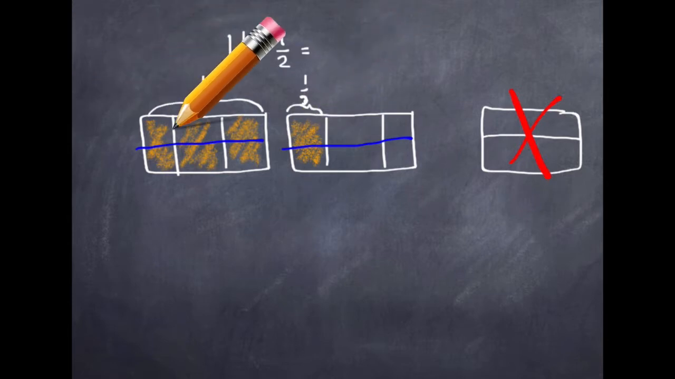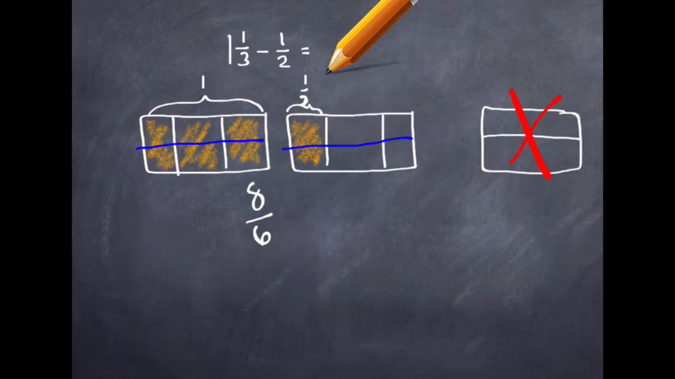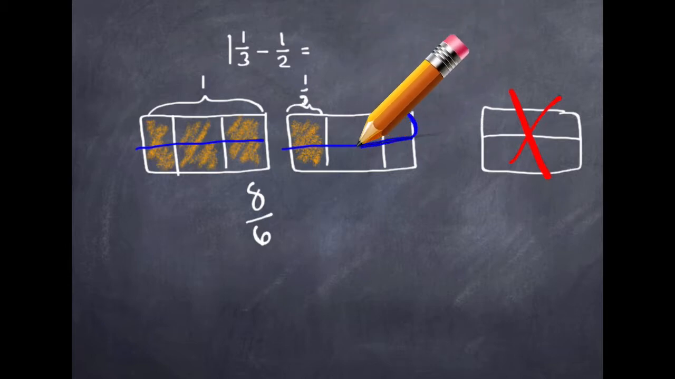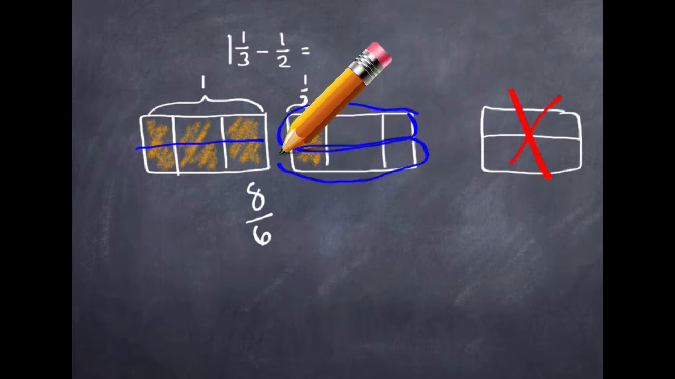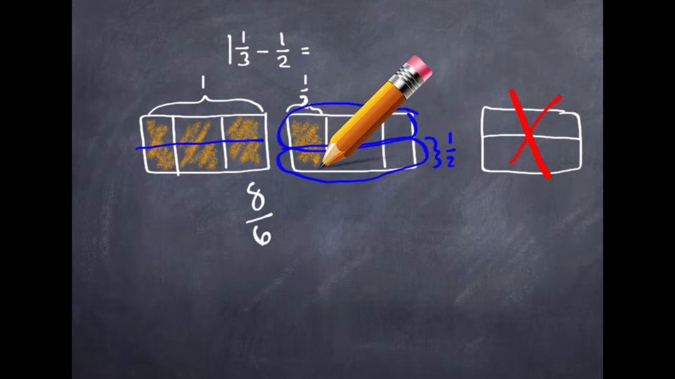So if I count up my sixths now, I'm going to have 1, 2, 3, 4, 5, 6, 7, 8. 8 sixths, okay? And I'm going to be subtracting 1/2 from that. But how many sixths are there in 1/2? Well, if we look at this again, cutting this in half, let's just take this piece here, for example. This would represent 1/2. This would represent the other half, 1/2. So how many sixths are there in 1/2?